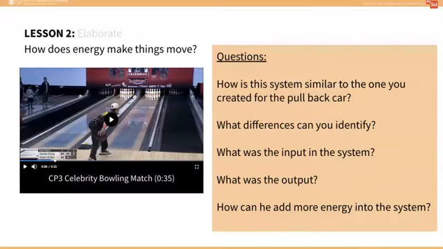In the Elaborate portion of this lesson, show the video clip of the CP3 Celebrity Bowling Match from PBA Bowling. You may need to play this clip a few times so students can understand what is happening. Then, ask the questions shown here. Refer to the lesson plan for discussion guidance.